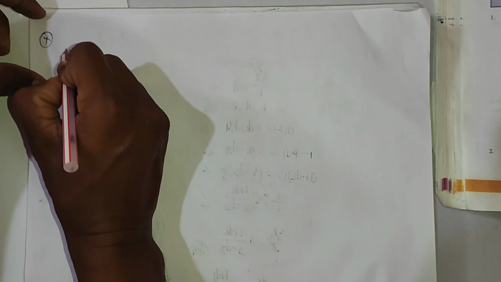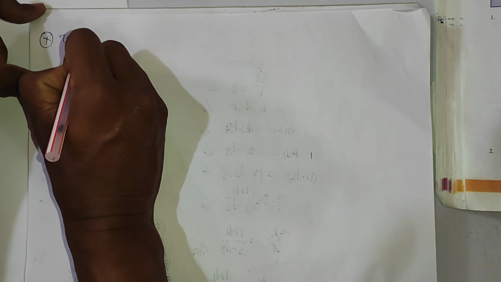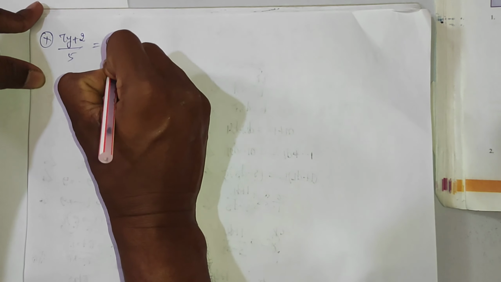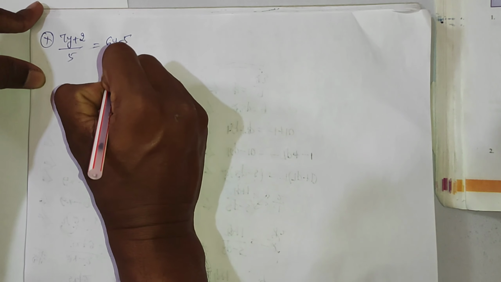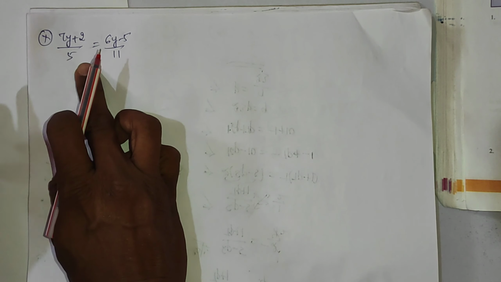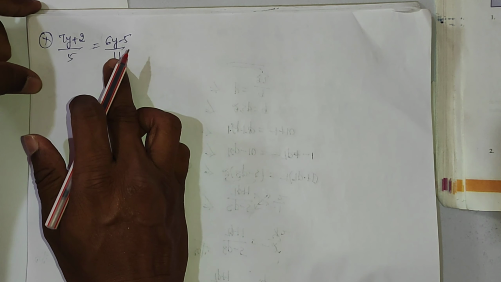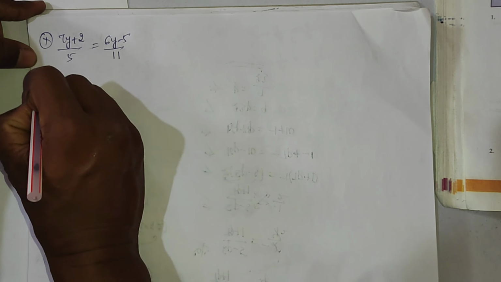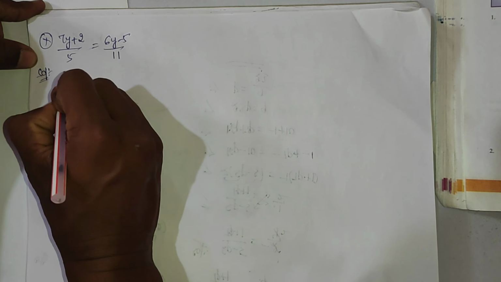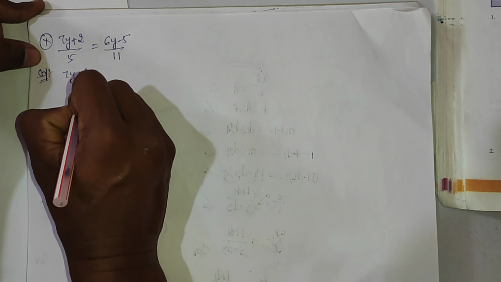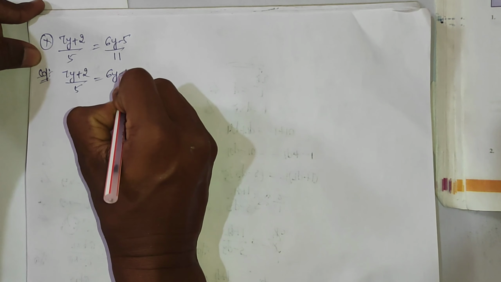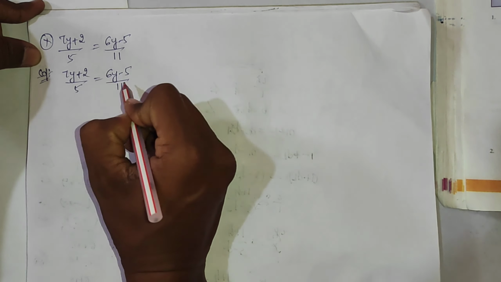Next, question number 10. Question number 10 is 7y plus 2 by 5 is equal to 6y minus 5 by 11. Same as the 9th question. We just have to do the cross multiplication, then separate the variables and constant terms. First we will write the given question here. 7y plus 2 by 5 is equal to 6y minus 5 by 11.